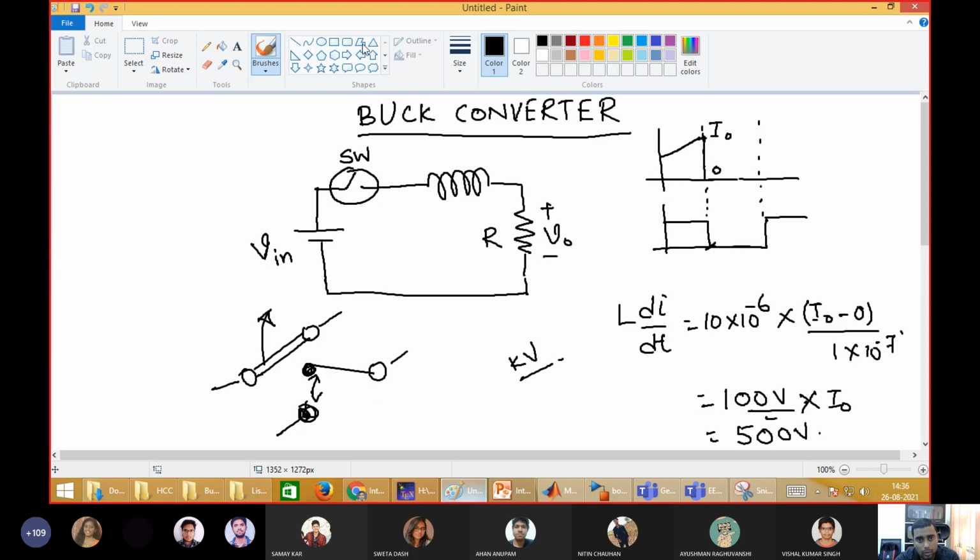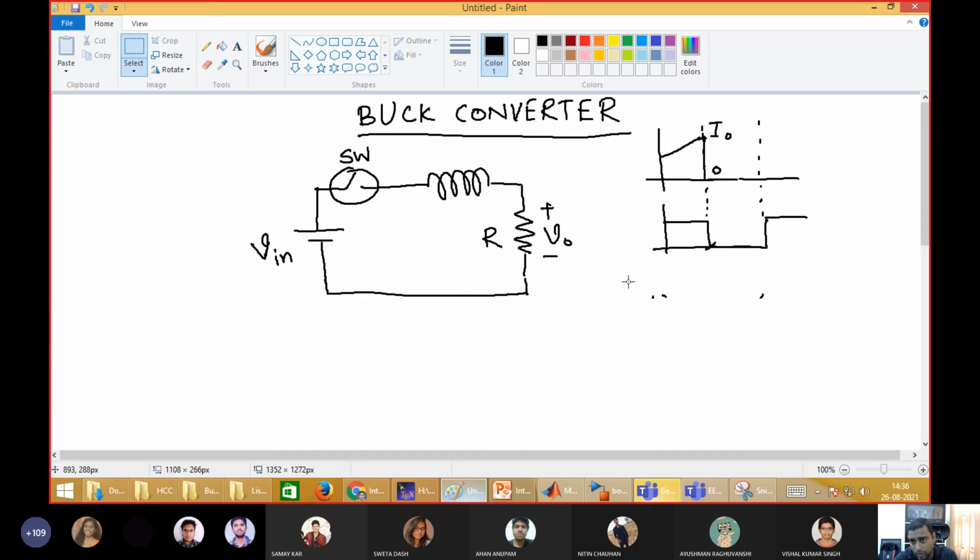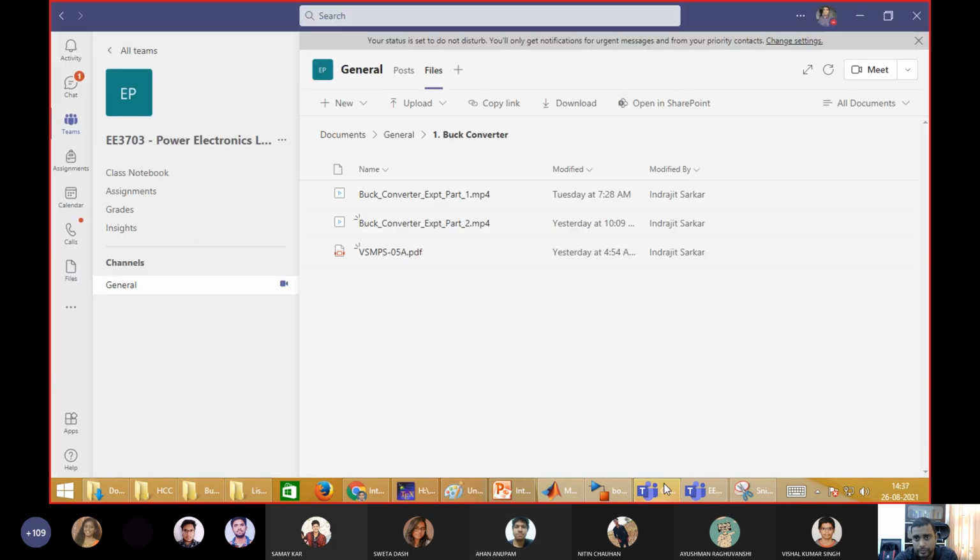So in order to avoid this in this circuit, what do we have to do? We have to give a path.